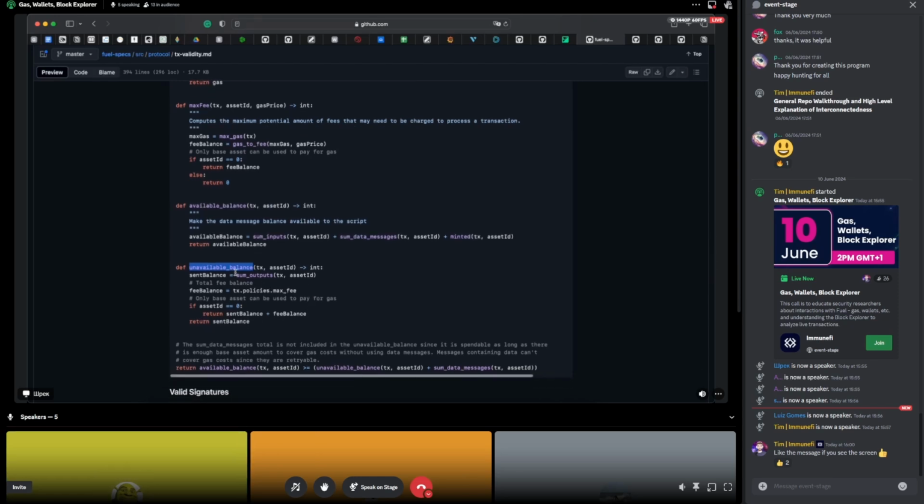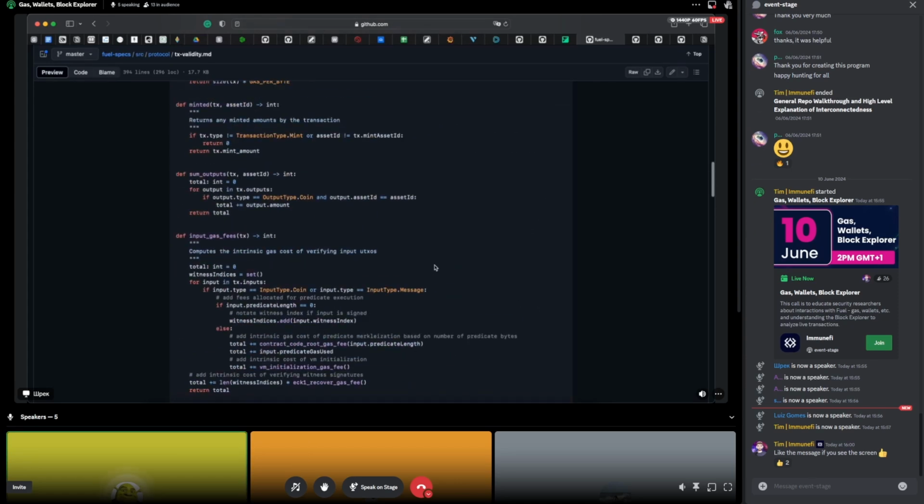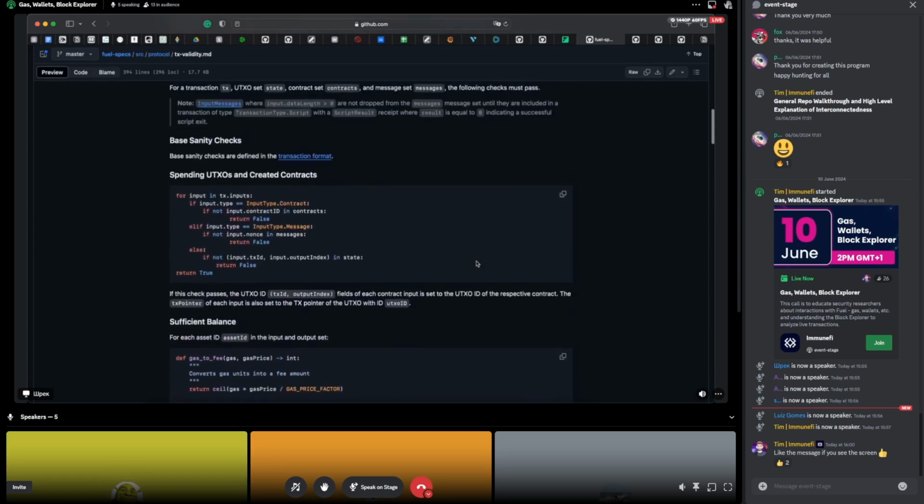And also the sum of outputs. In case you want to send some tokens to someone, we also subtract the amount from outputs from the available balance. I think that's it regarding gas and how we calculate it.